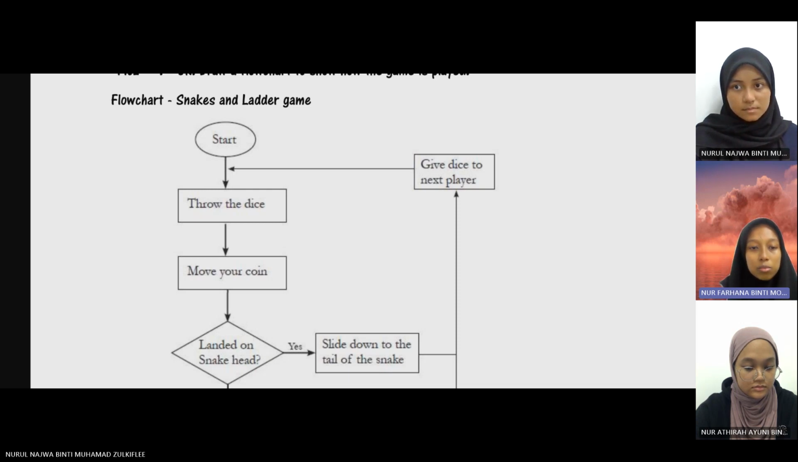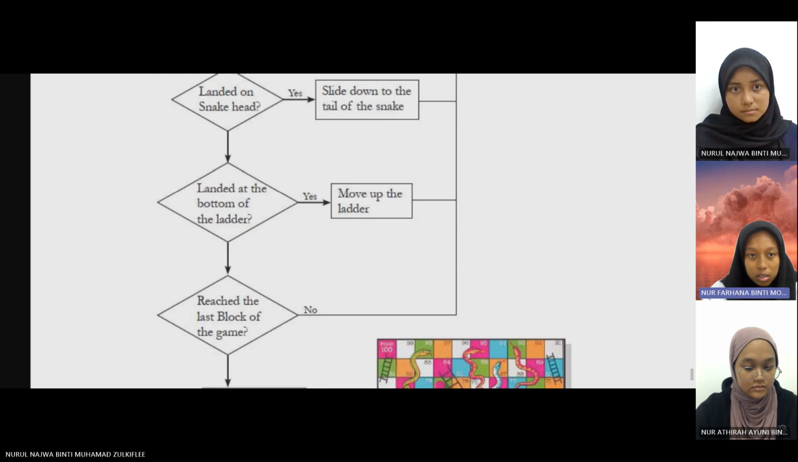And then we go to decision. The input is landed on snake head. If the answer is yes, the process input is slide down to the tail of the snake. And then the process also, the input is give dice to next player. And then we continue with the decision. The input is landed at the bottom of the ladder. And the answer is yes. The process input is move up the ladder.